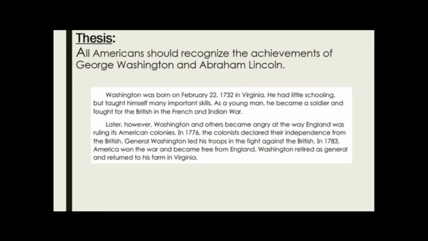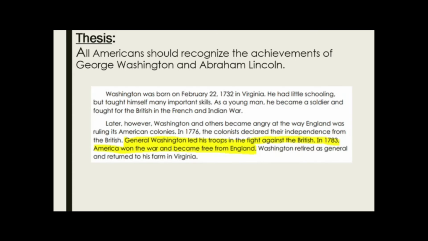Again, I'm thinking, what about George Washington's presidency or his fight for the presidency makes it so that we should celebrate him on President's Day? As interesting as it was that he had little schooling and taught himself many important skills, that doesn't support that he was a good president that we should celebrate specifically on President's Day. So I highlighted, General Washington led his troops in the fight against the British. In 1783, America won the war and became free from England. And of course, we know that after that, George Washington became our very first president.